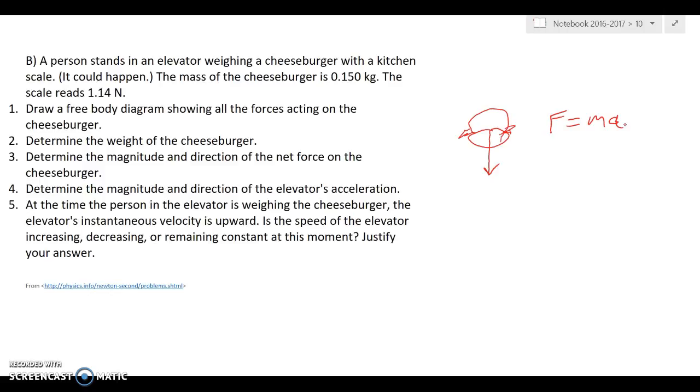Question 5. At the time the person in the lift is weighing the cheeseburger, the elevator's instantaneous velocity is upward. Is the speed of the elevator increasing, decreasing, or remaining constant at the moment? So in part 4 you've worked out how big the acceleration is and in which direction the acceleration is. And in part 5 you're told that the lift's velocity is upward. So thinking about the direction of the acceleration, is it going to be decreasing or increasing the velocity? Or even making the velocity remain constant?